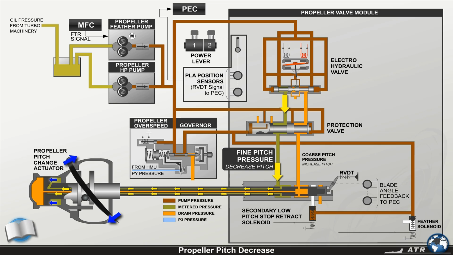the propeller blade pitch. Motion of the oil transfer contacts the RVDTs, rotary variable differential transformers, which transmits to the PEC the position of the propeller blade angle position feedback. When the blade angle position feedback to the PEC is in accordance with the command, operation ceases.